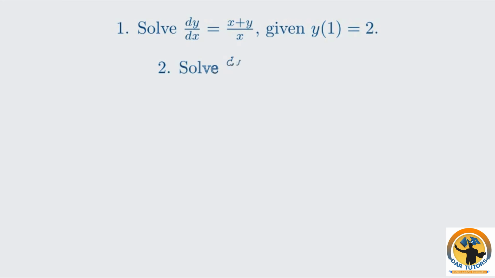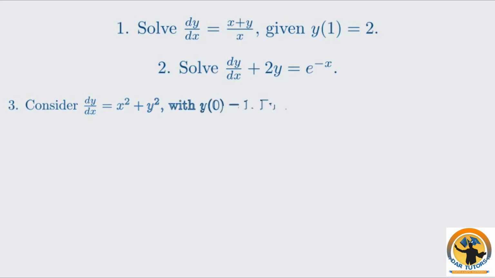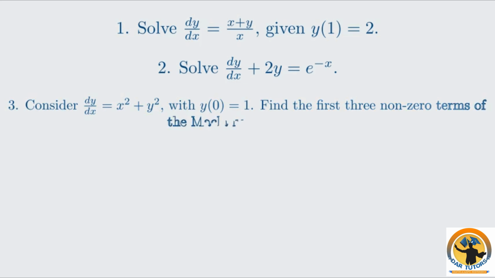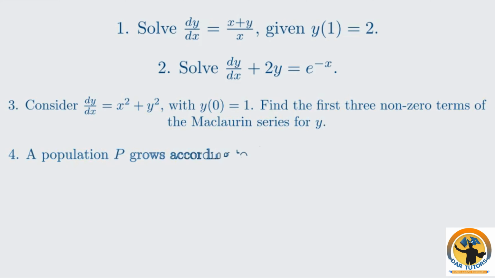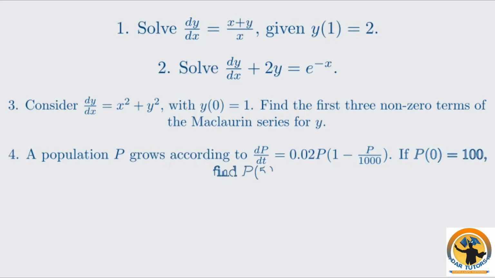Question 2. Solve the first-order linear differential equation dy/dx plus 2y equals e to the negative x. Question 3. Consider the differential equation dy/dx equals x squared plus y squared, with y of 0 equals 1. Find the first 3 non-zero terms of the Maclaurin series for y. Question 4. A population P grows according to the logistic model dP/dt equals 0.02P times (1 minus P over 1,000). If the initial population is 100, find the population after 50 years.